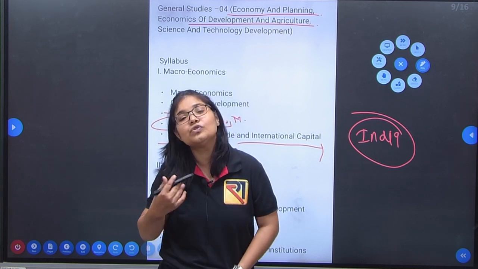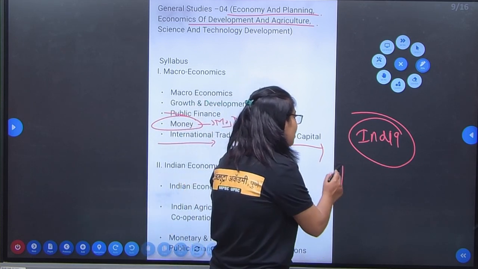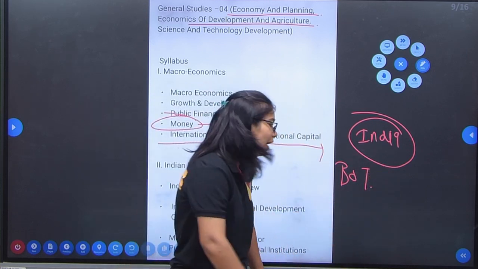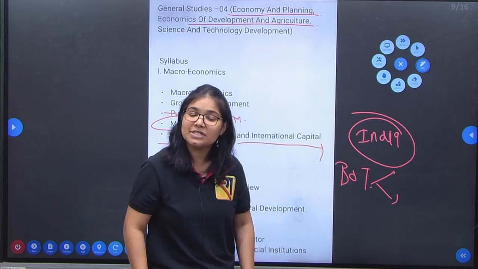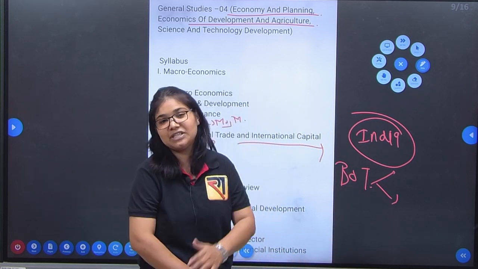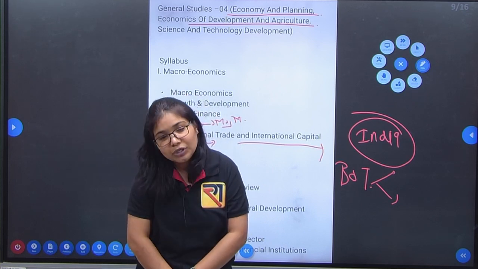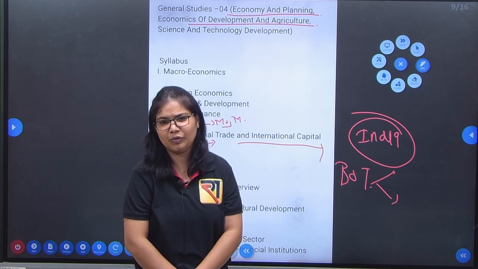So we have to learn the concept called balance of trade. We have to learn whether we have a trade surplus with China or a trade deficit with China. Then what is surplus? What is deficit? We have to learn those concepts. We will learn in the subsequent lecture, not to worry about it.